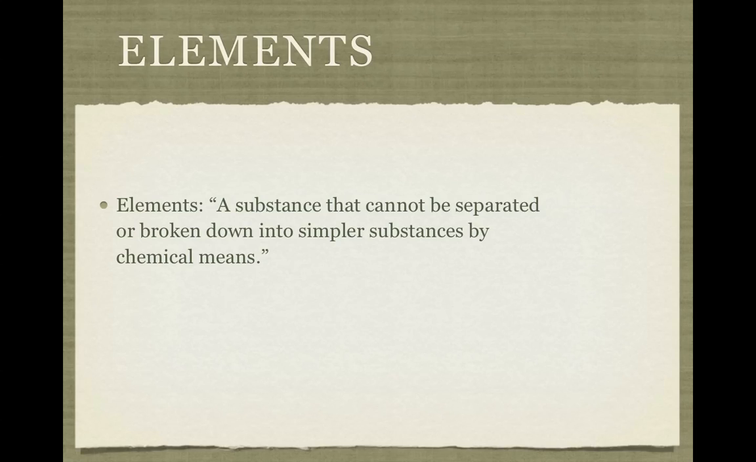So, elements, you might have heard, are in the periodic table. They are arranged by the groups, the periods, the families, the atomic number, and the atomic mass.